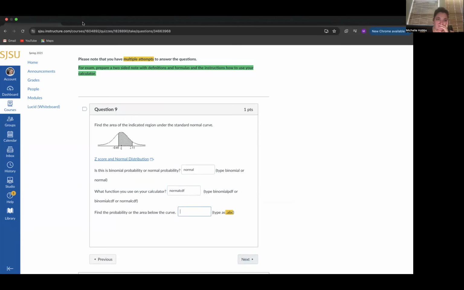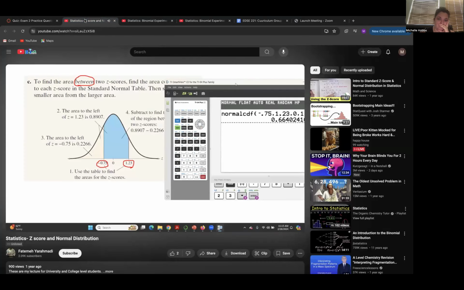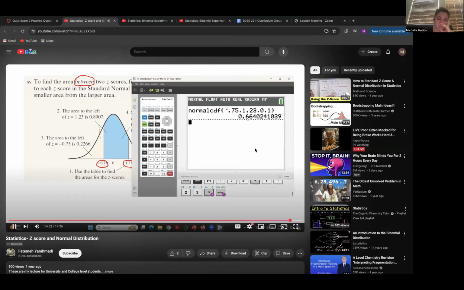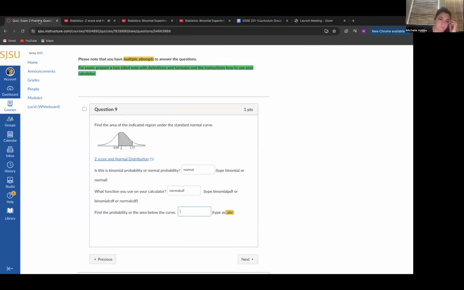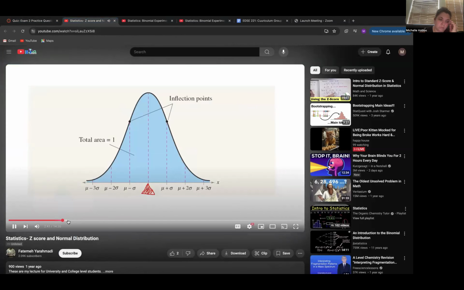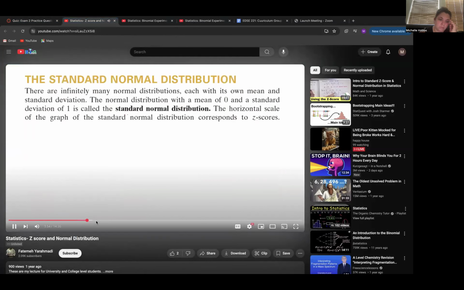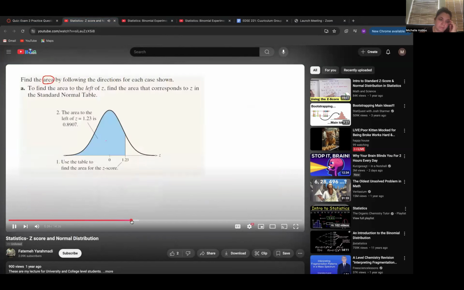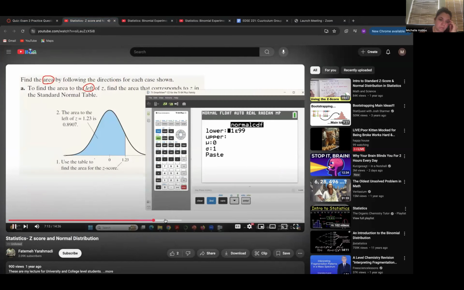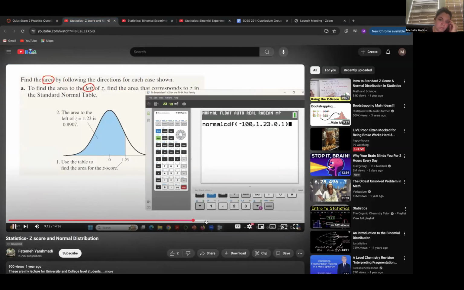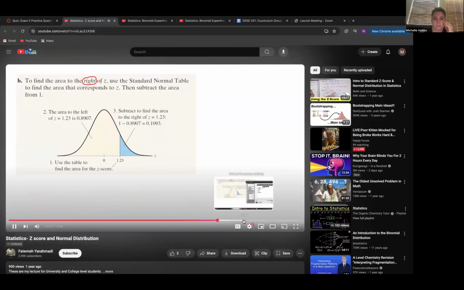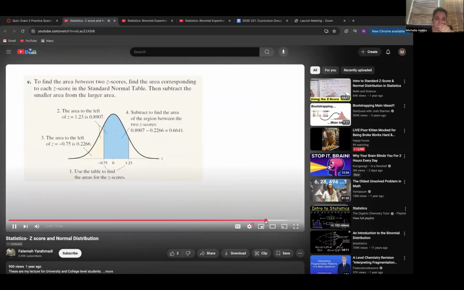Then you go to paste, paste again, hit enter again, and as you can see, the area is 0.6640, or the probability that z is bounded between these two numbers. So these are all on the horizontal, mu minus sigma. You have three different areas: on the left, if your bound is 80, on the right, and the area bounded between. This is what I need for this one here.